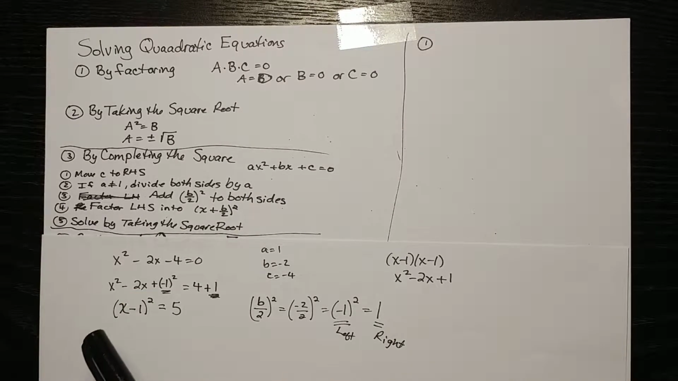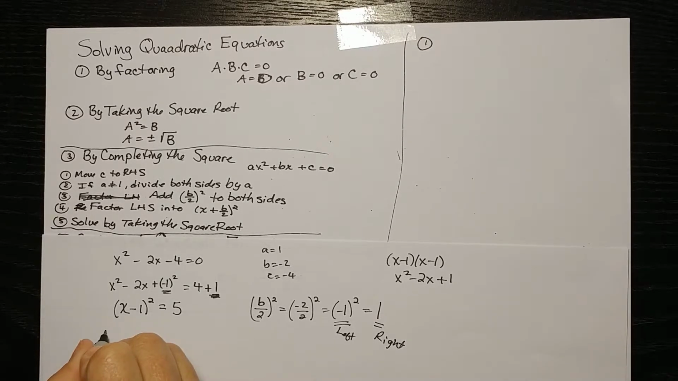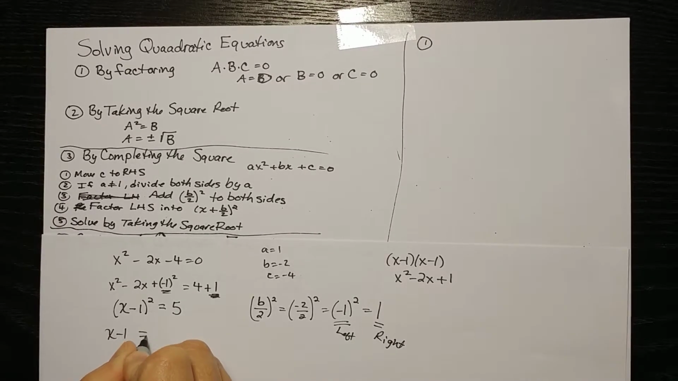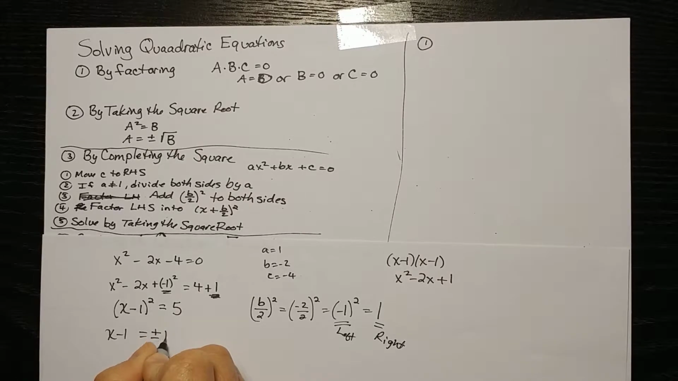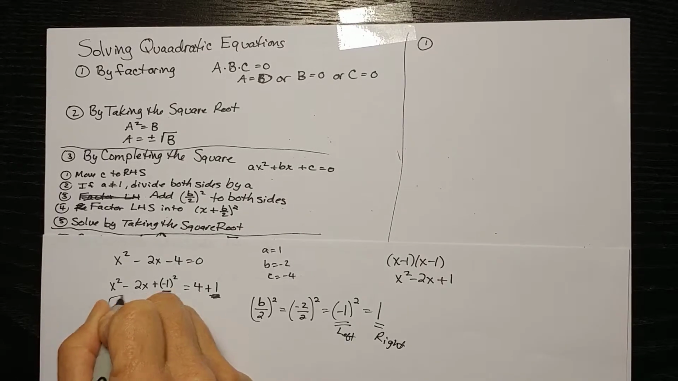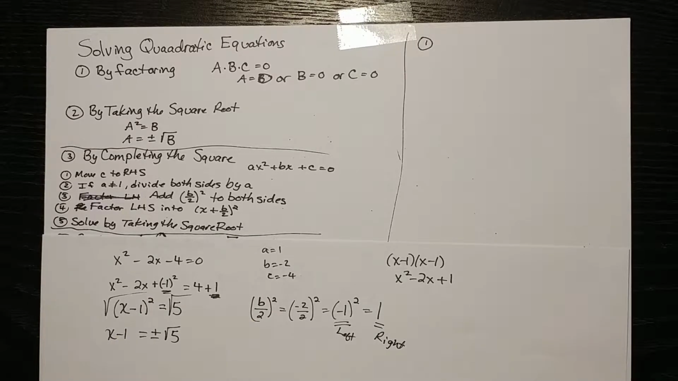Now I observe that I've got something squared equals something. I will finish this process off by taking the square root of both sides. The square root of x minus 1 squared is simply x minus 1. This is equal to plus or minus the square root of 5. I'm solving for x. x is going to equal 1 plus or minus the square root of 5. And you can write this as x is equal to 1 plus the square root of 5, and x is equal to 1 minus the square root of 5.